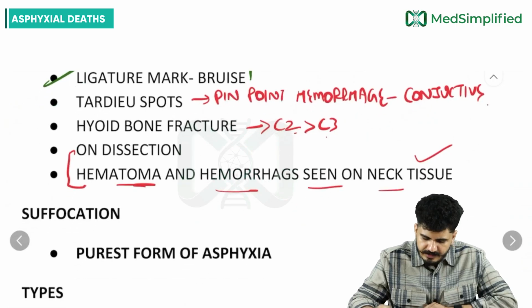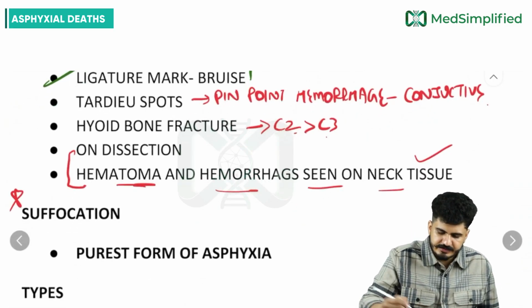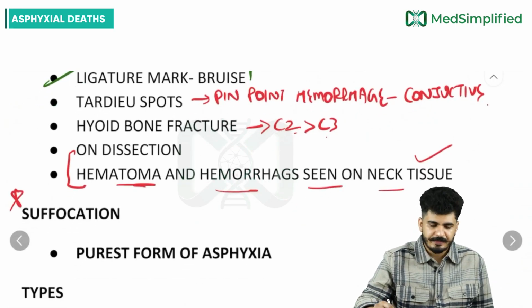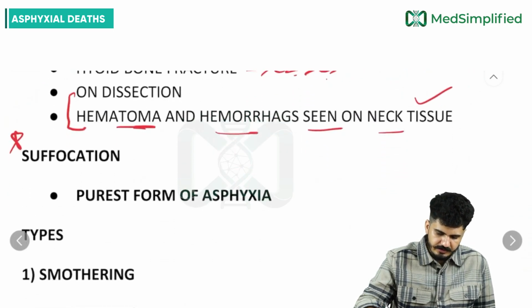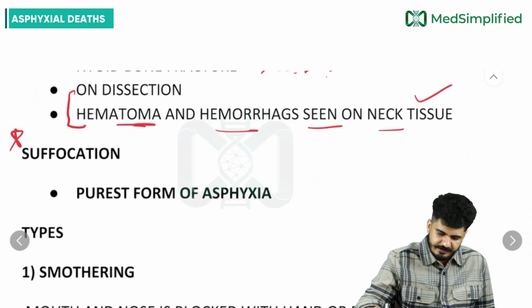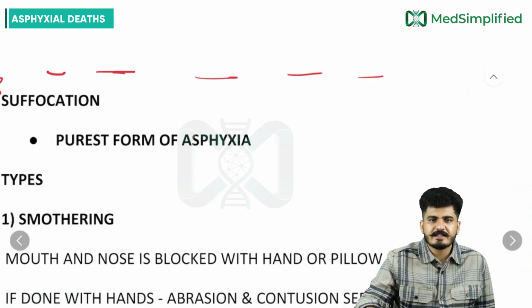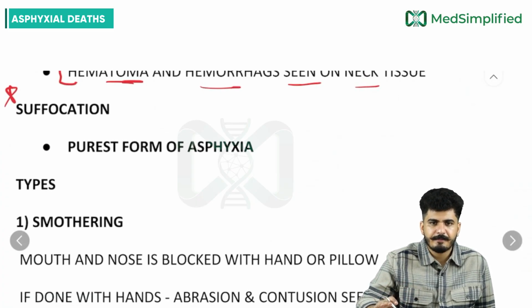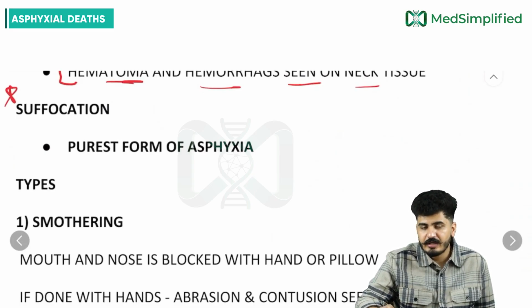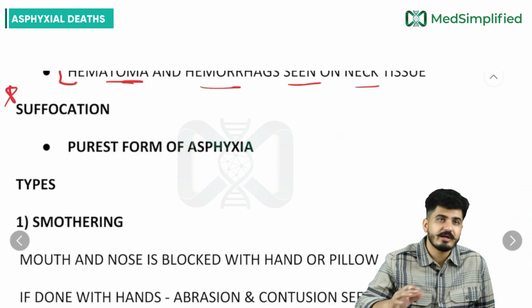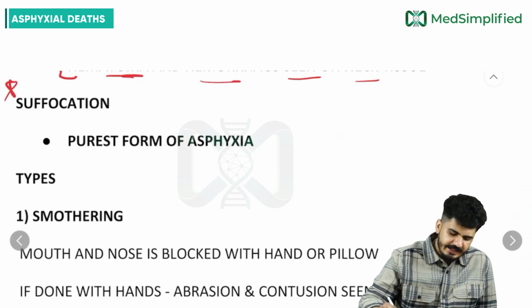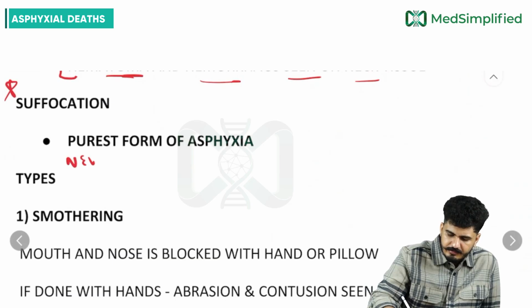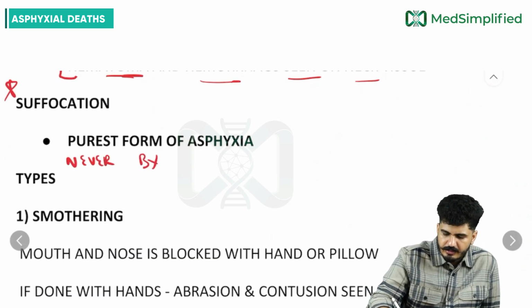Now, the next topic we are going to discuss is suffocation. The purest form of asphyxia is suffocation. Suffocation can be achieved by any method, mechanical or gaseous. Gases can also suffocate you. Low oxygen can also suffocate you. In a room you are, but it is never by drowning.